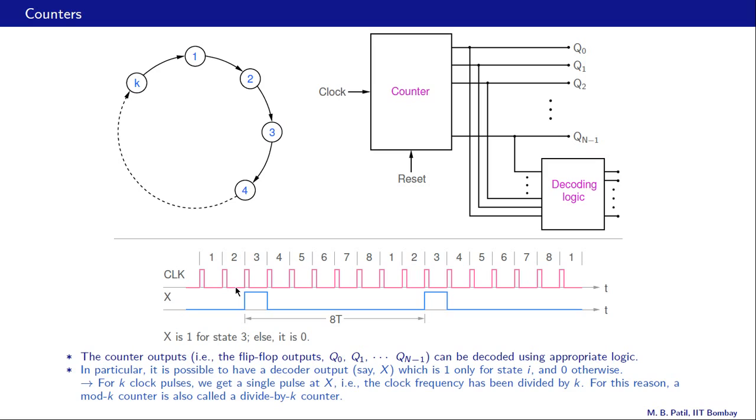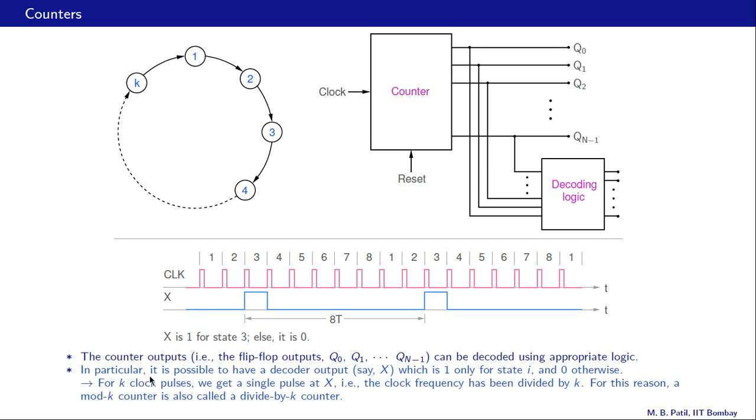Now it should be possible for us to design our decoding logic so as to get this kind of waveform at one of the output pins here, for example the first one. Now this signal X is 1 when the counter is in state 3, otherwise it is 0. And since state 3 comes once in every 8 clock periods, if the clock period is T, this interval is going to be 8 times T. Or in other words, the frequency of this signal X is going to be the clock frequency divided by 8.